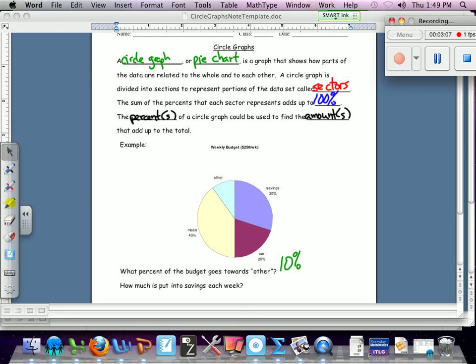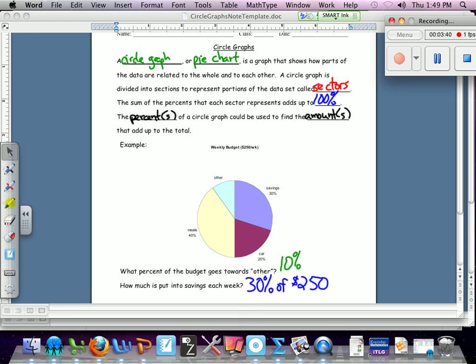How much is put into savings each week? So how do we figure that out, Olivia? Yeah, how do we figure that out? So, you find 10% of the... Oh, well, what percent is going to go into savings? What percent goes into savings? 30%. 30%. And then what was the total? 30% of what? 250. So we want to find 30% of $250.